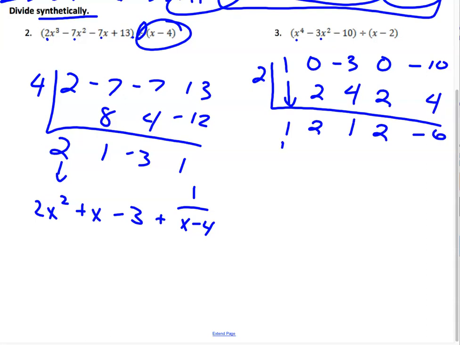Start as x to the 4th, so this is x to the 3rd. Just work your way down. 2x squared plus x plus 2 plus, I would do plus and negative here, so we save. The 6 goes over x minus 2. That's synthetic division.